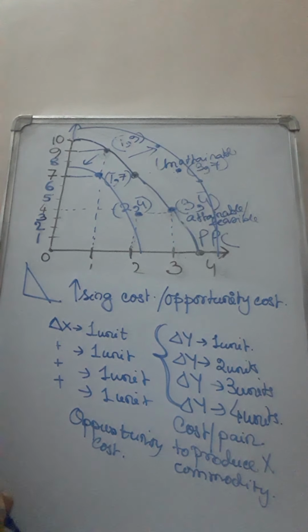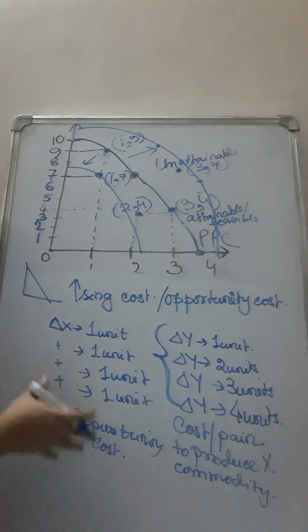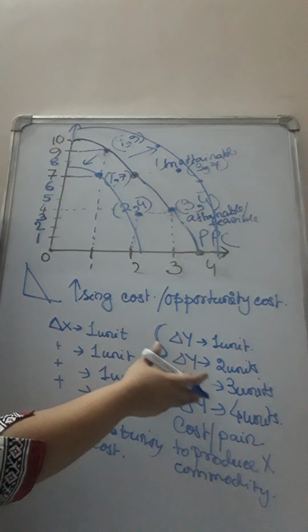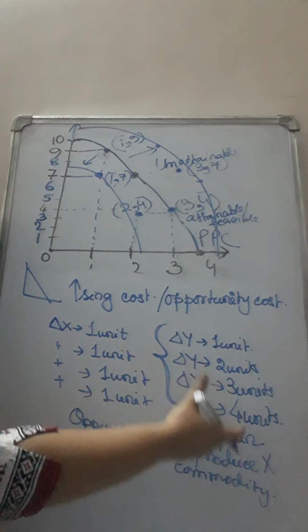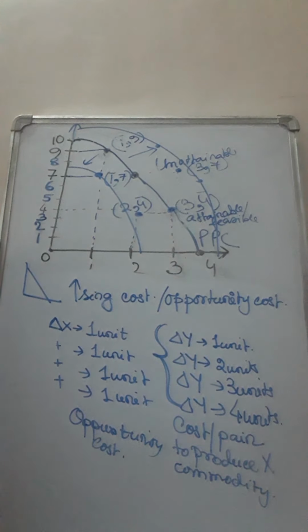But otherwise, because of producing extra units of X, we are sacrificing more and more of Y. The cost is increasing and we get a concave curve. So here we come to the end of this chapter.